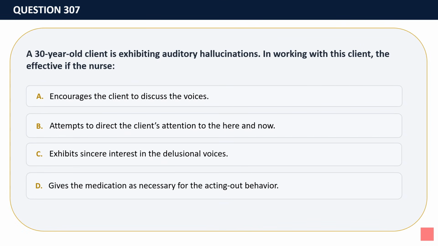Question 307. A 30-year-old client is exhibiting auditory hallucinations. In working with this client, the nurse is effective if the nurse A. encourages the client to discuss the voices, B. attempts to direct the client's attention to the here and now, C. exhibits sincere interest in the delusional voices, D. gives the medication as necessary for the acting out behavior.